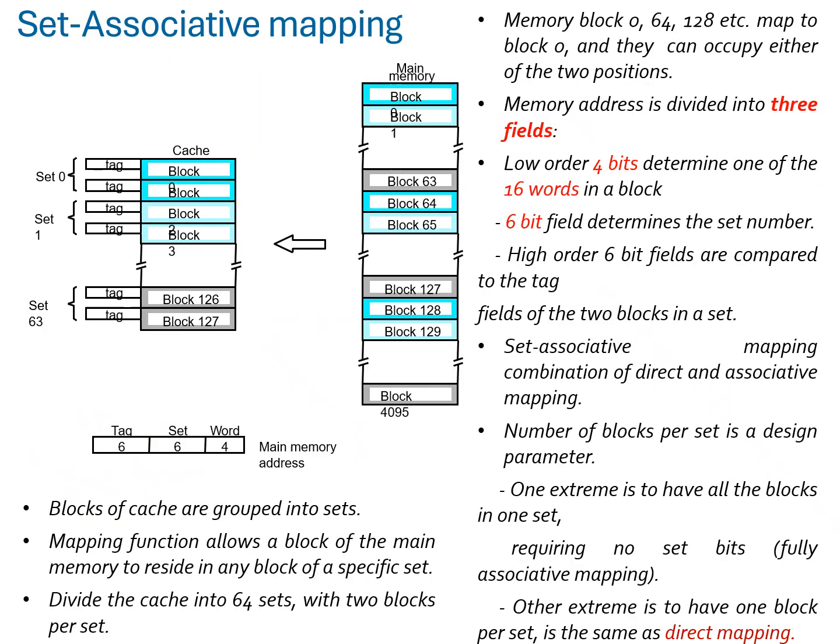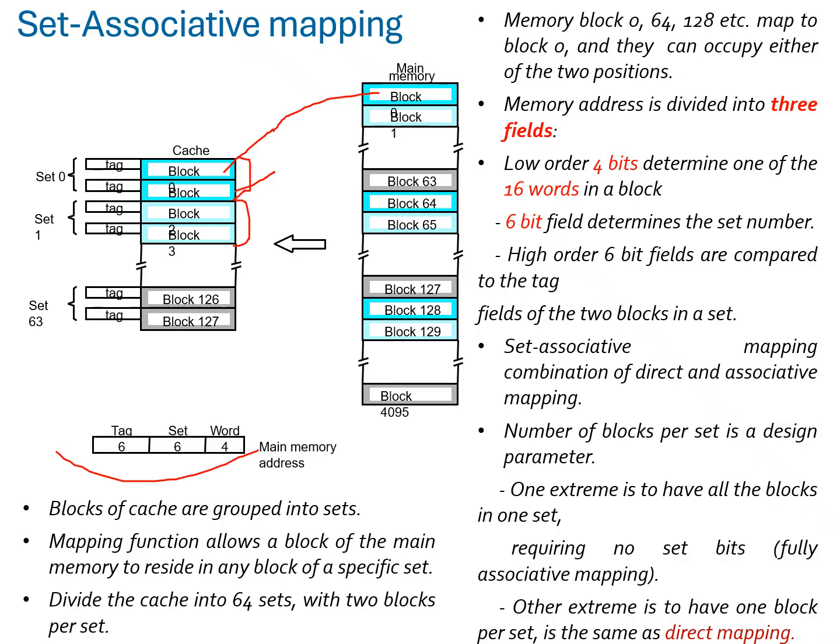Then set associative mapping is a combination of both direct and associative mapping. Here we group the blocks, for example, 2 blocks per set. If I place blocks 0 and 128, apply the formula J modulo 128. 0 modulo 128 gives block 0, and 128 modulo 128 also gives block 0. So I cannot place both in the same block, but I can place block 0 and block 128 in the same set.